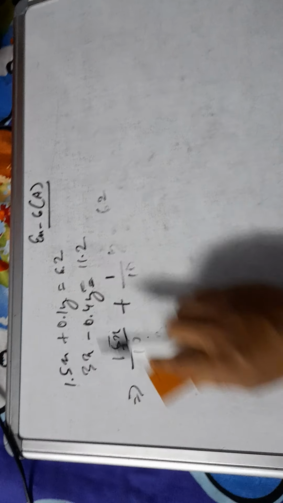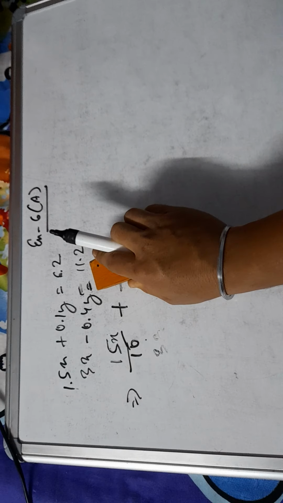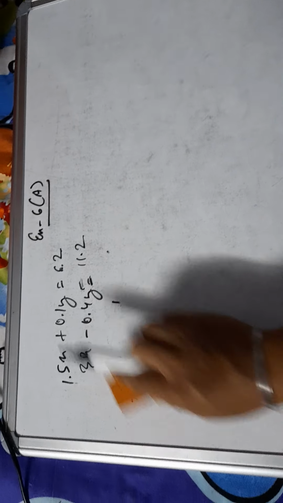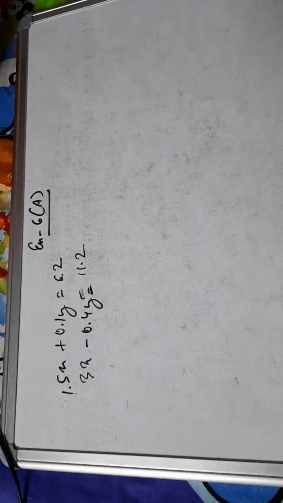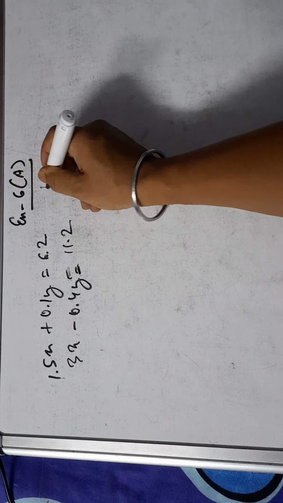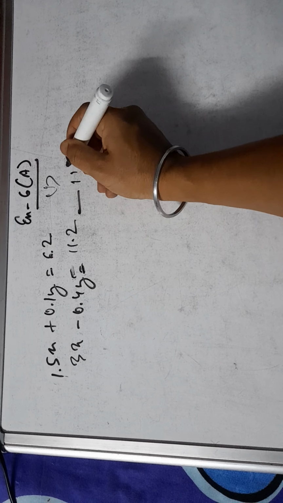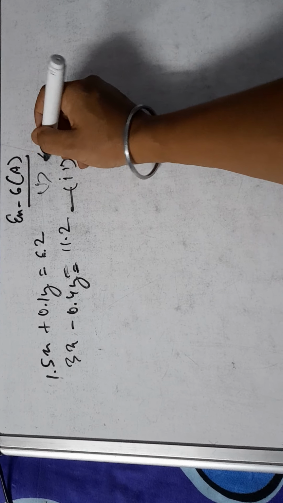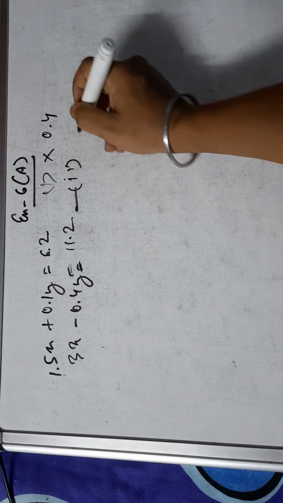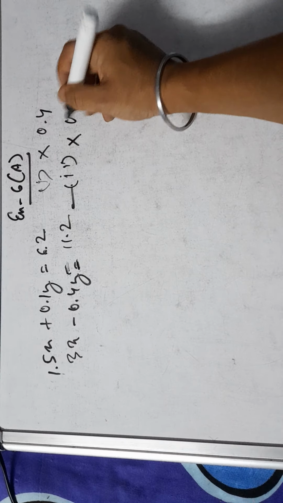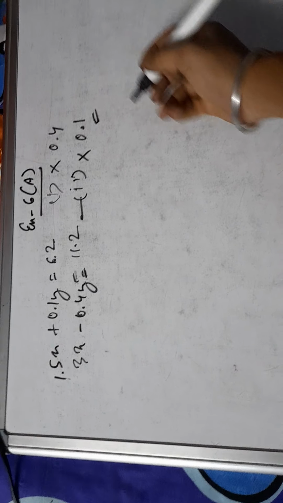Or directly, whatever the decimal is there, we can do it with the help of the decimal also, like as usual, multiplying decimal with decimal and writing the format. If you want to do it like this, then the first equation is multiplied by 0.4 and the second equation is multiplied by 0.1. Directly we can do it, there are no issues.